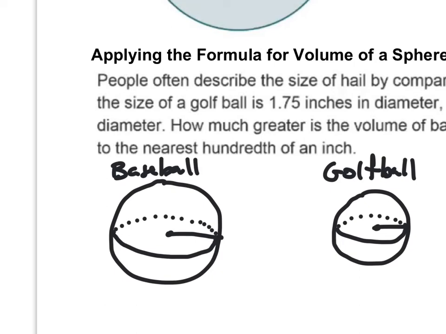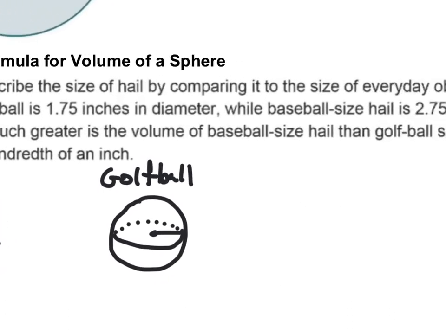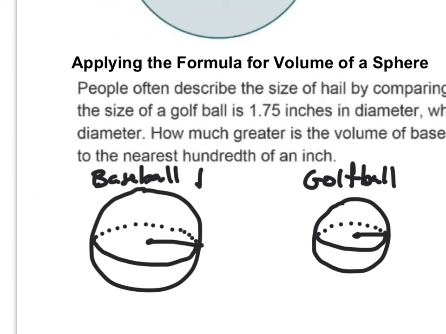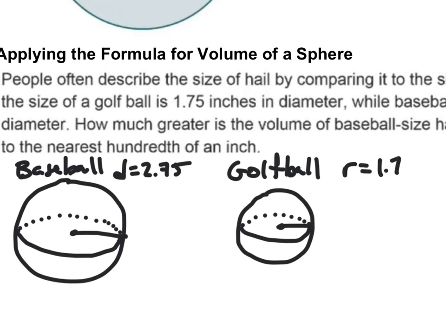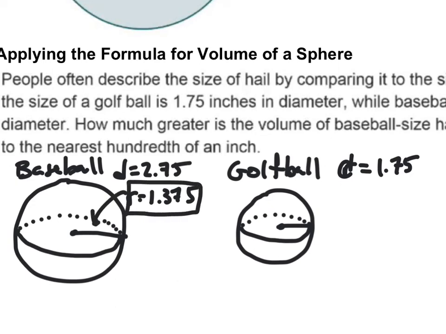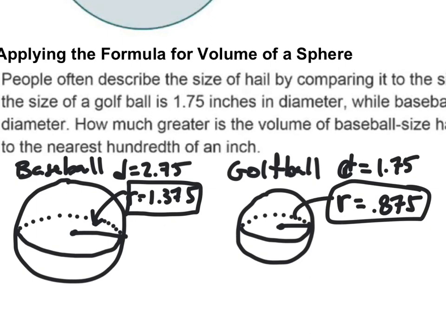Okay, so now my diameter of a baseball is 2.75, so diameter is equal to 2.75. For my golf ball, the diameter was 1.75. To find the radius, let's divide each of those by 2. So 2.75 divided by 2 gives me a radius of 1.375. Okay, so that's my radius for the baseball, and that's this value here. For my golf ball, if I take 1.75 and divide that by 2, that's going to give me a radius of 0.875. Okay, and that's this value right here.